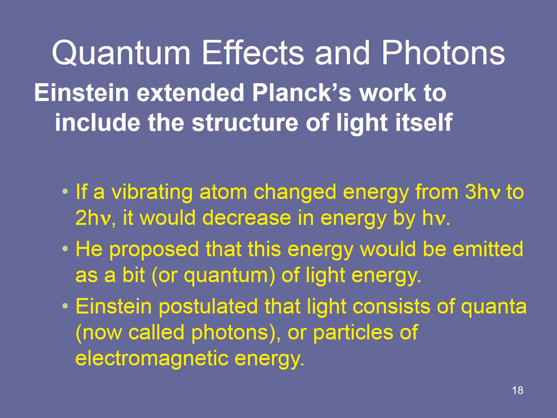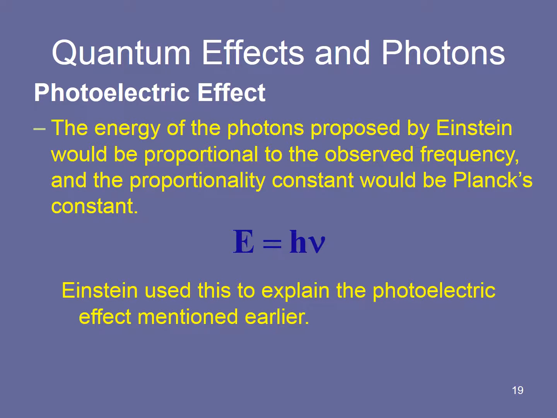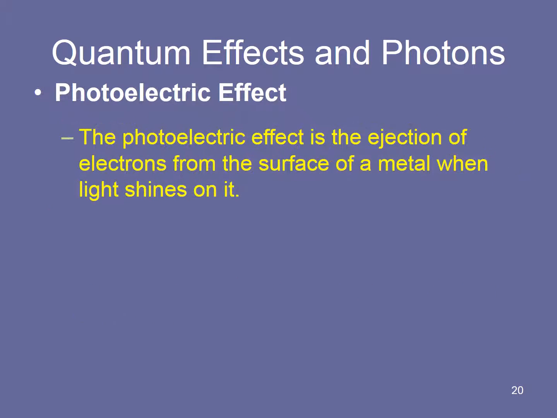We call those bits of light energy photons now. At the time, he just called them quanta of energy, but now we know that they are photons. Okay, so again, E equals h nu. Energy is related to Planck's constant times the frequency. And he went on to use this to explain the photoelectric effect.